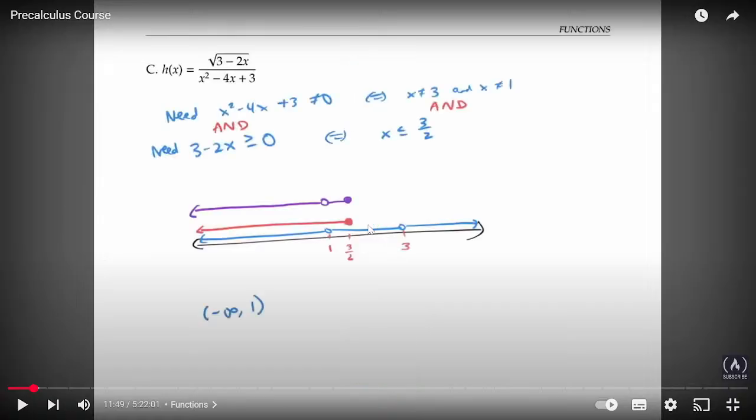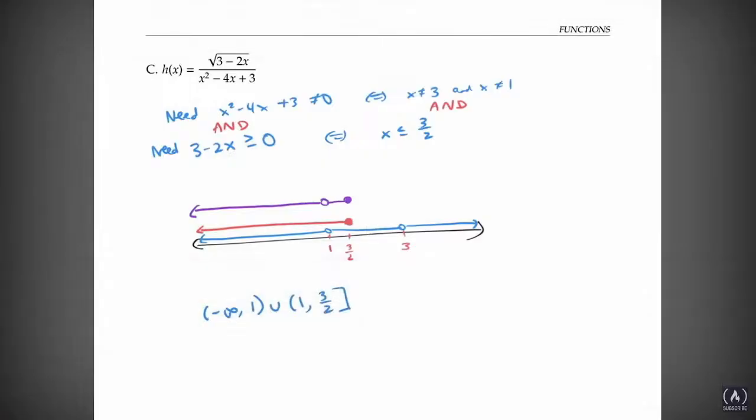Okay, we just need to add the domain. So it's like a union thing, isn't it? Including 1, together with 1 but not including it, to 3 halves, and I include 3 halves.